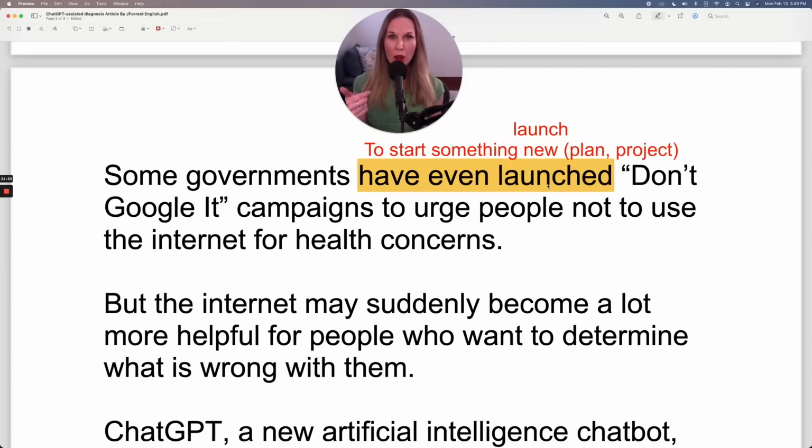And when you launch something, it simply means that you start something new, and that something you start is usually a plan or project. So in this case, they're launching a "Don't Google It" campaign, which is just an initiative to get you to not Google your health problems so you don't self-diagnose incorrectly.